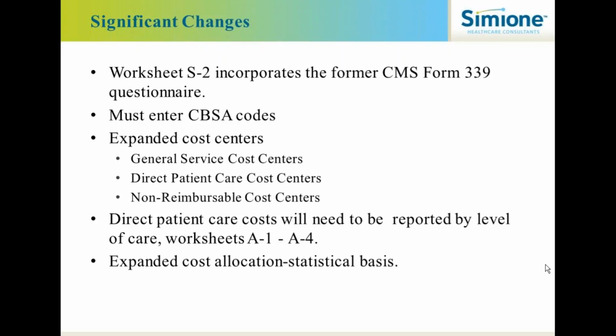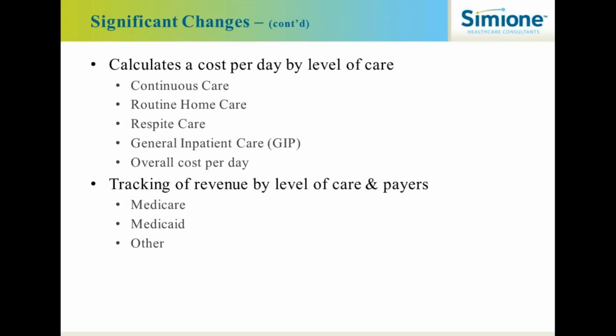Direct patient care costs will need to be reported by level of care via worksheets A1 through A-4. And then for worksheet B-1, there is expanded cost allocation statistical basis, which will be used in the cost report. Next slide. The other thing is tracking of nursing home room and board. This is new on the cost report. You must report both the revenue and the expenses, and you will be required to do an offset on worksheet A-A, which is the adjustment worksheet. Next slide, please.